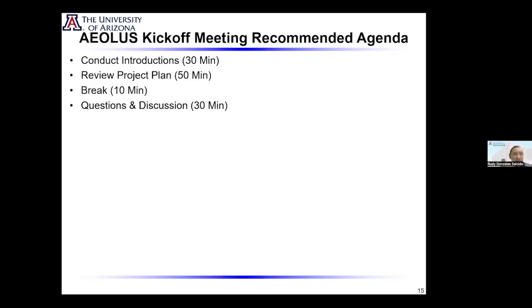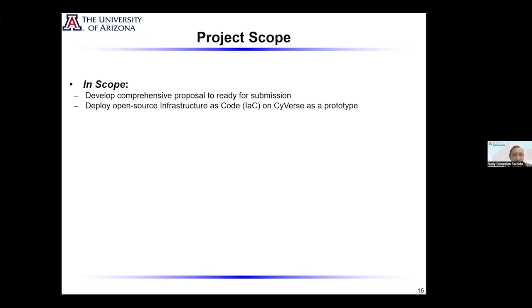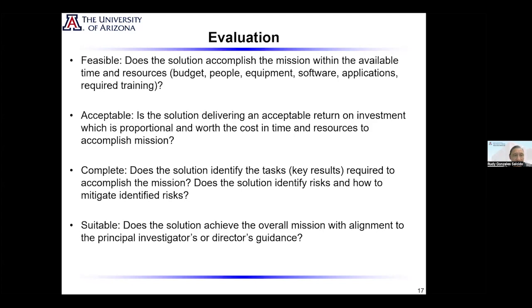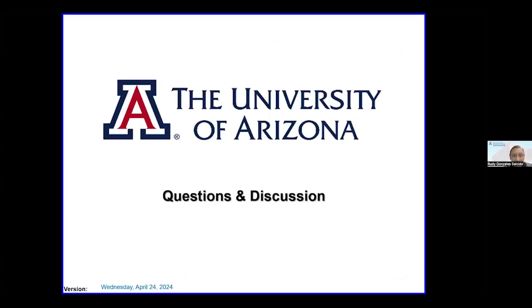In this case, we knew we were going to be doing some follow-up stuff. So I put together an agenda here for the team, and then what's in scope. And then this is for the next step. I put this here just to show that, as we look at this particular plan, we're going to be looking at it through the lens of these four criteria. And then that was it.